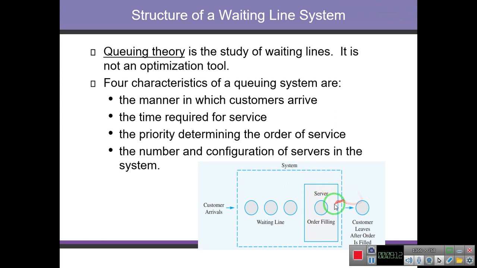And then there is the number and configuration of these servers. Is there only one register at the supermarket? Are there more than one register? And how effective are they? Are they different from each other? Are they the same? I believe in this chapter, this class, we are always going to assume that when you add a new server, that server is just as good as the one before, if I'm not mistaken.